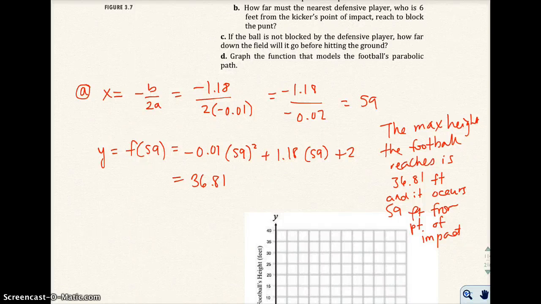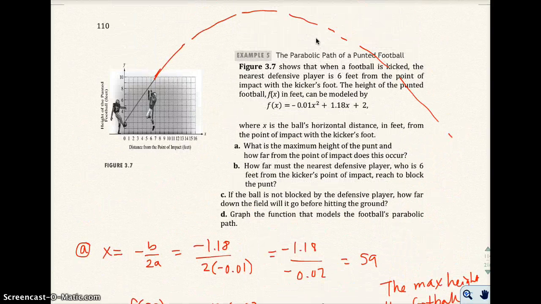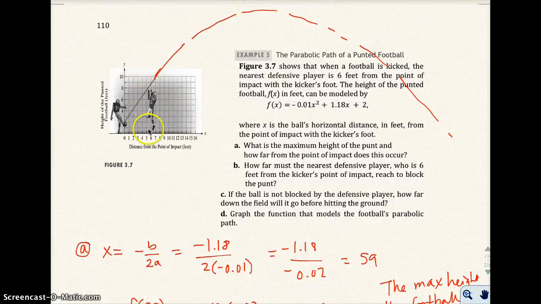Okay, continuing on with the example that we started in the last part. Now in part B, we're trying to find how far the nearest defensive player who is 6 feet from the kicker's point of impact must reach to block the punt. What we have right here is a defensive player who wants to block the football that's coming up this way. So how far must he reach?